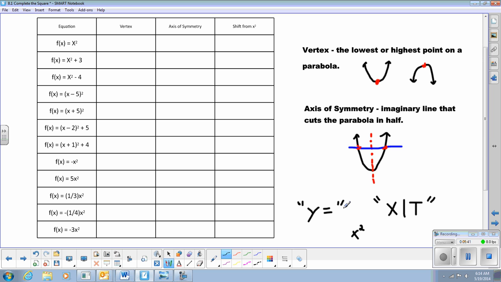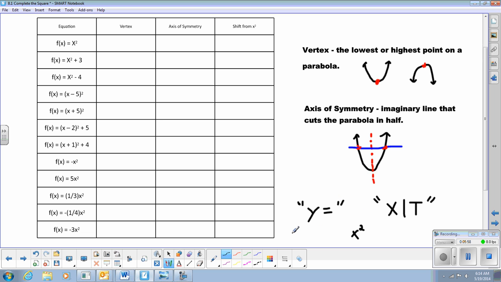And then I want you to push the graph key. And what you'll see there is you'll get a parabola. That is our base parabola. All right. And what you should notice is, where does that parabola turn?